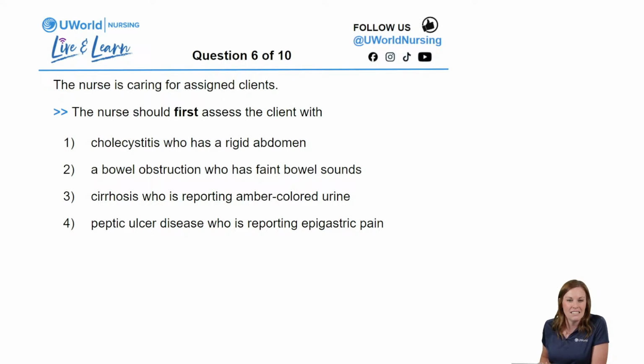Okay, the question says, the nurse is caring for assigned clients. The nurse should first assess the client with option 1, cholecystitis, who has a rigid abdomen. Option 2, bowel obstruction, who has faint bowel sounds. Option 3, cirrhosis, who is reporting amber-colored urine. Option 4, peptic ulcer disease, who is reporting epigastric pain.